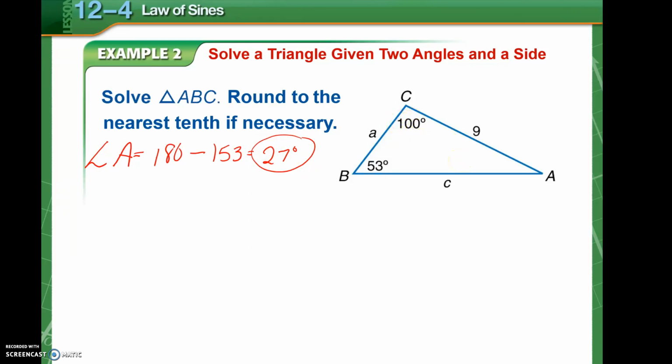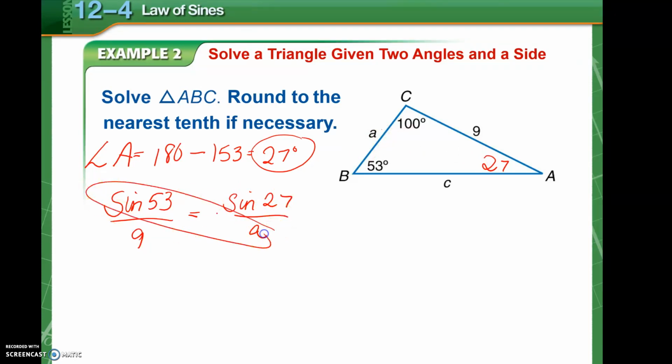I noticed that this angle is 27, so I'm going to write that in there. Notice we have 9 and its opposite angle. When I have one full proportion, I want to make sure I use that one. So I could do sine 53 over opposite side 9 equals, let's find A here, sine 27, because that's the angle opposite of side A, over A.